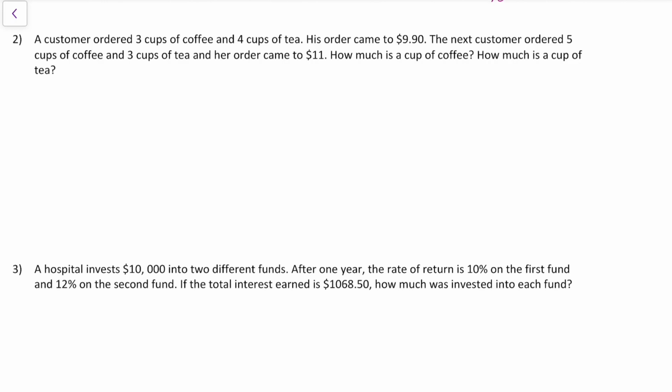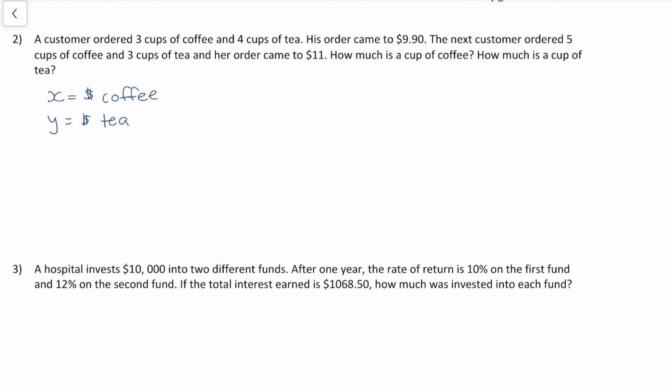Okay. A customer ordered 3 cups of coffee and 4 cups of tea. His order came to $9.90. The next customer ordered 5 cups of coffee and 3 cups of tea, and her order came to $11. How much is a cup of coffee? How much is a cup of tea? So first thing, what are X and Y? Well, X can be the price of a coffee, and Y can be the price of a tea. Those are the two things we're trying to figure out. So that can be my X and Y.